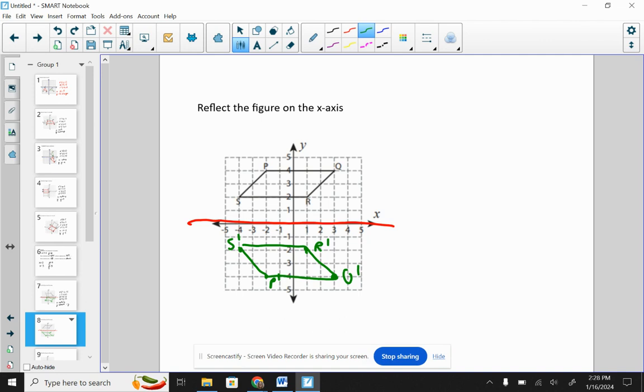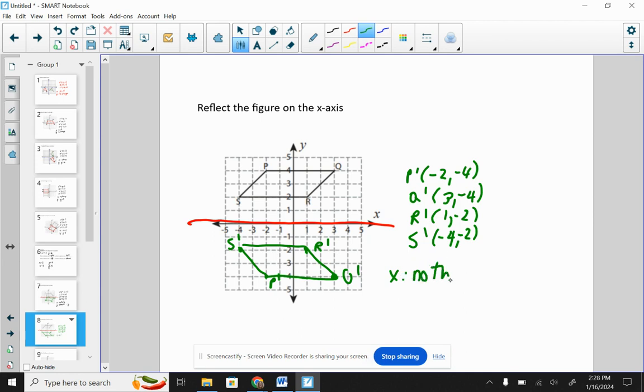So again, let's track the P prime, -2, -4. The Q prime, 3, -4. The R prime is 1, -2. And the S prime is -4, -2. Again, what's happening to the X? We didn't move left or right. Nothing's happening. What's happening to the Y?